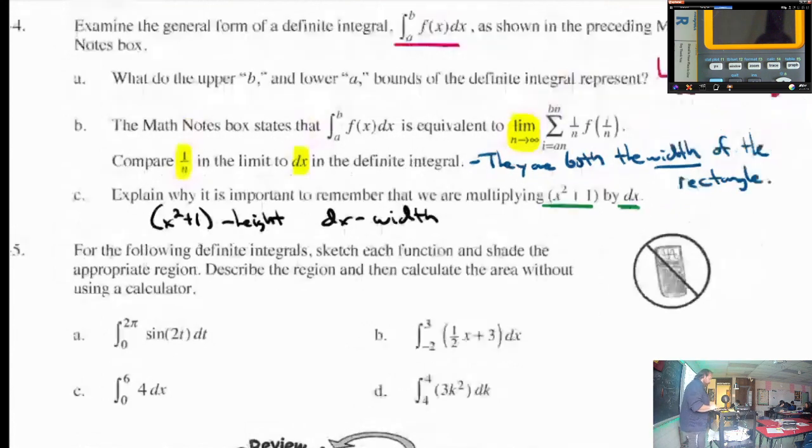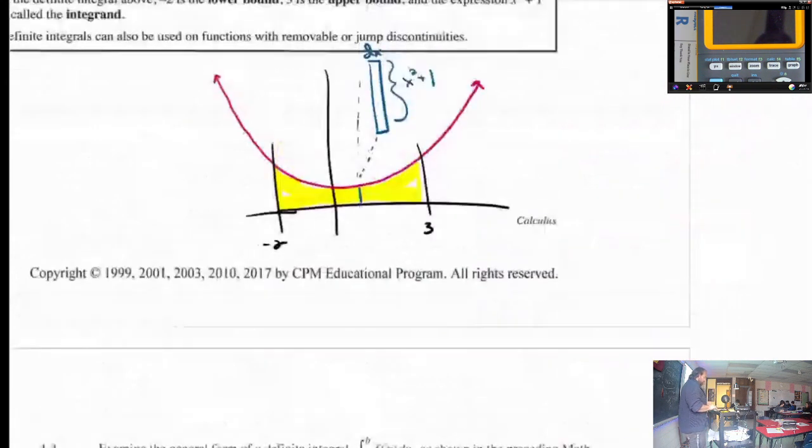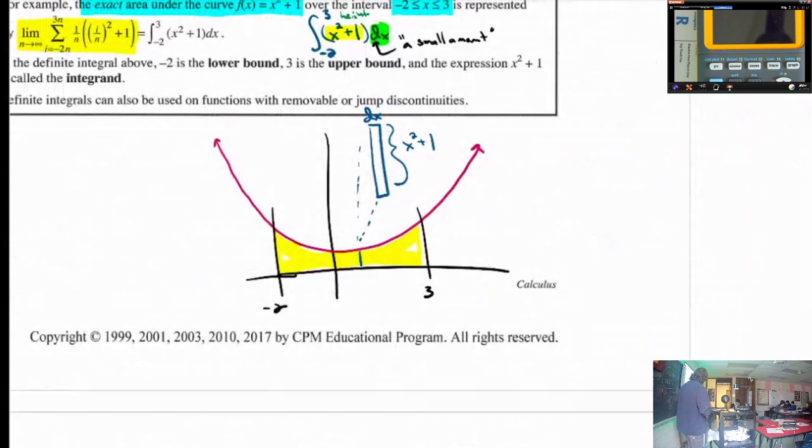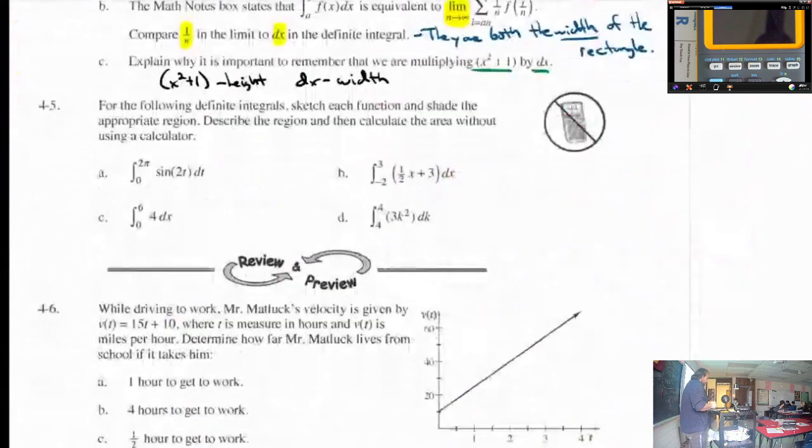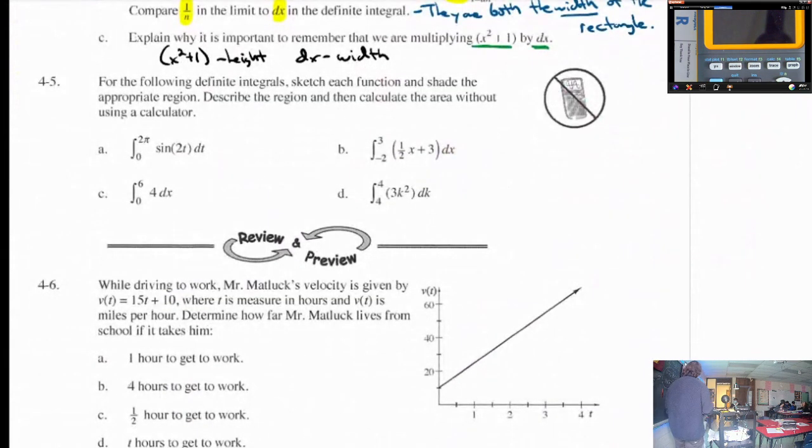But again, I'll point you to this drawing right here where to find the area under that curve, we're basically just looking at the area of several very, very small rectangles, each one of which has a height of x squared plus 1 and a width of dx. Same idea. So now let's actually get down to brass tacks and talk about how to actually calculate these. You were not allowed to use a calculator, and it's good because you don't need one. Let's just take a look at some examples.